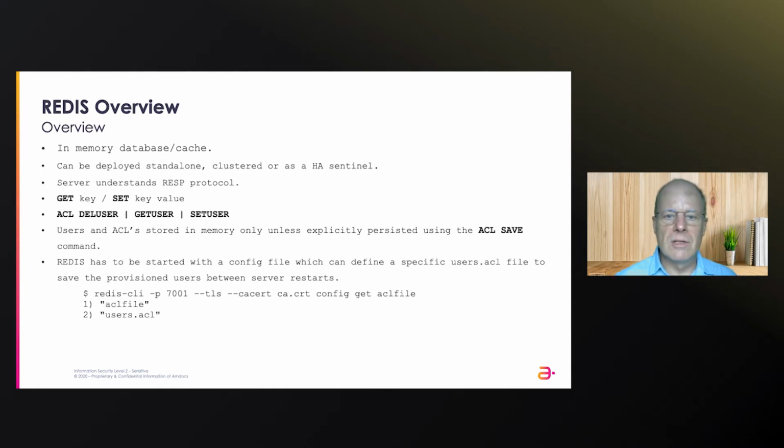If there isn't an ACL file configured, but there is a config file and you do ACL save, Redis server will save the users into the config file, which isn't ideal, I don't think. So, you know, you don't have any control over that, and it's not easy to figure out which way it's configured using the commands in Redis. So be aware of that.